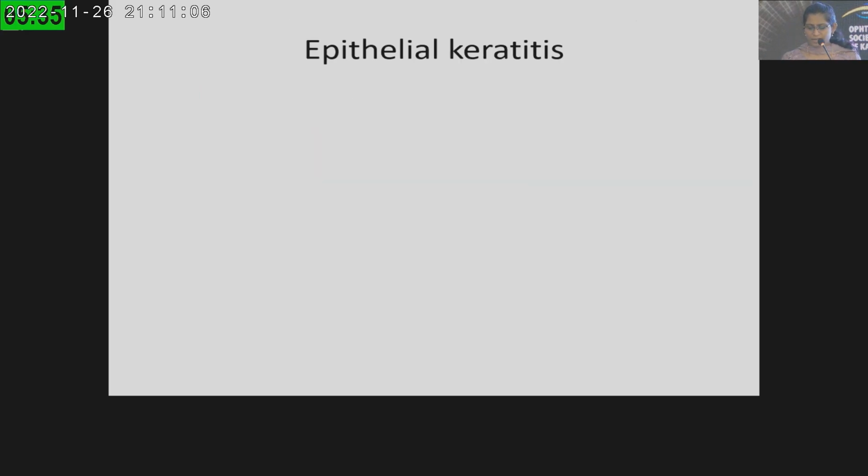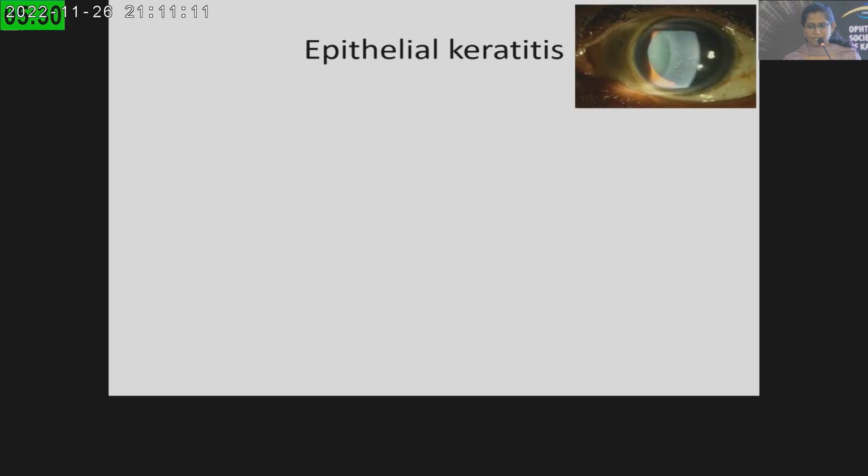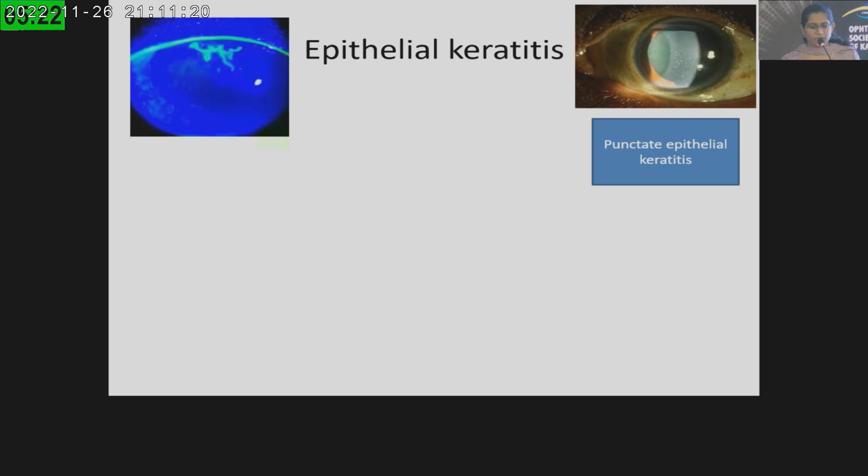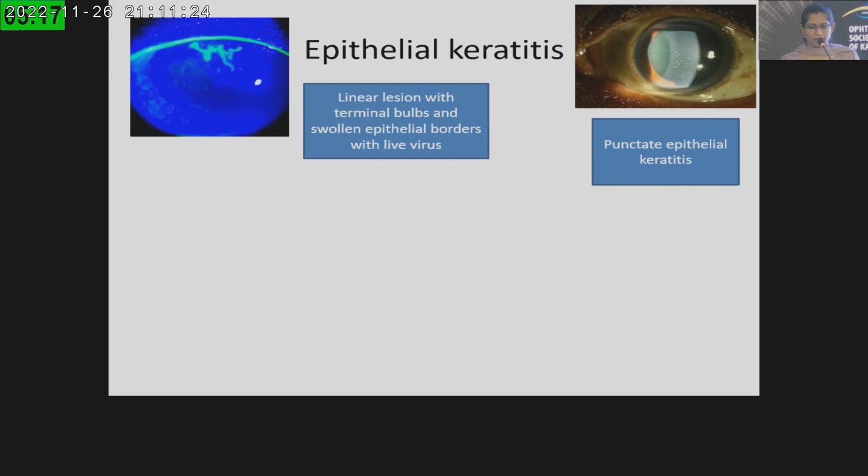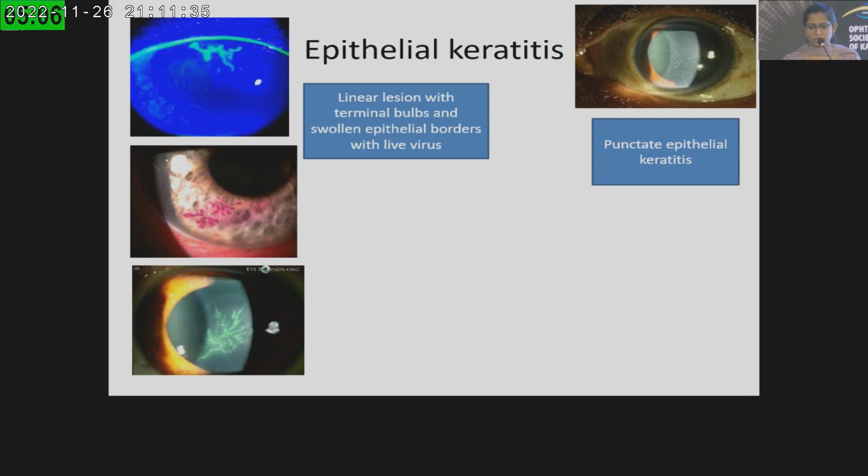I'm going with the anatomical way of it. So the epithelial keratitis, I think this is the most common thing that we see in the clinical setup, as corneal vesicles, which we can call punctate epithelial keratitis or superficial punctate keratitis. Then we have the classical dendritic ulcer, which is a linear ulcer with terminal bulbs and swollen epithelial borders with live virus, and takes up the fluorescent stain. We can even use rose Bengal staining, but not if we are planning for scraping because it's lethal to the virus.